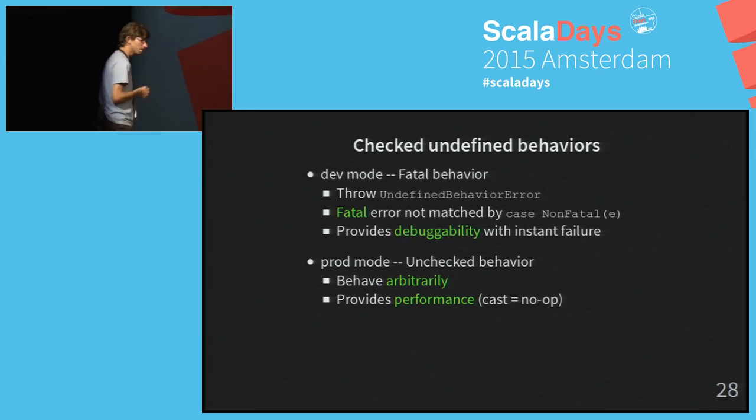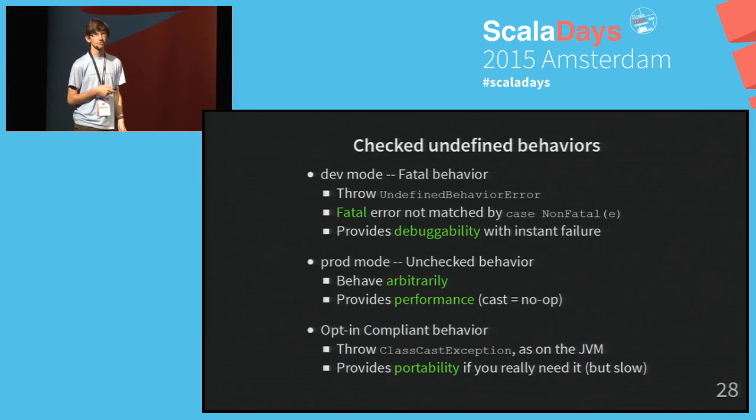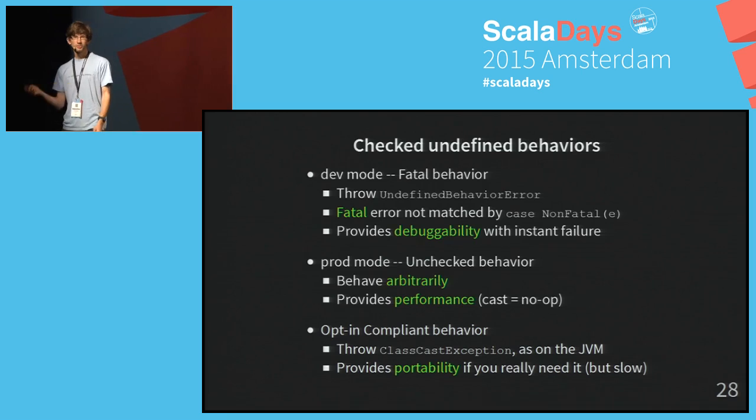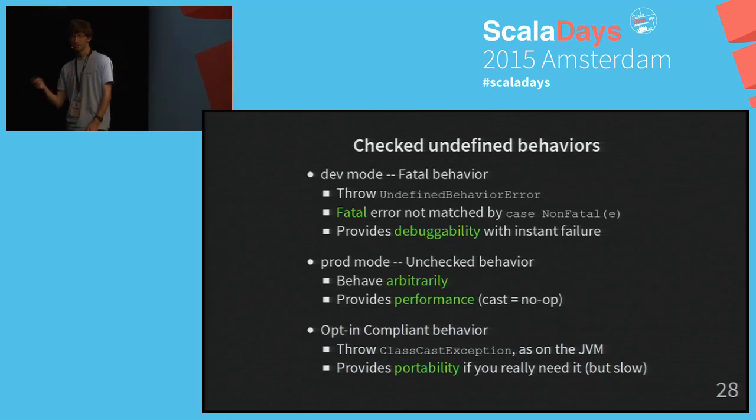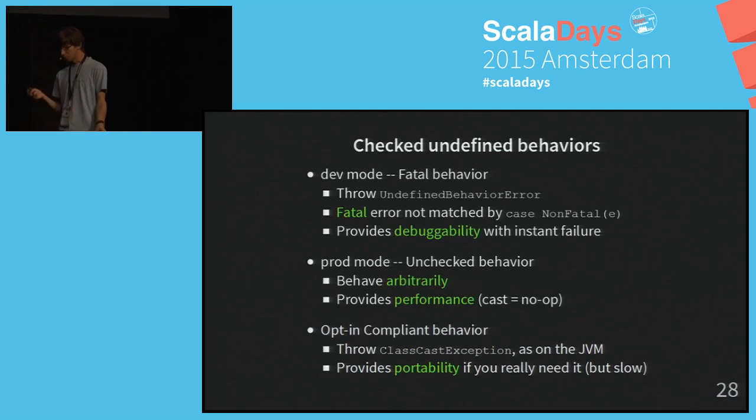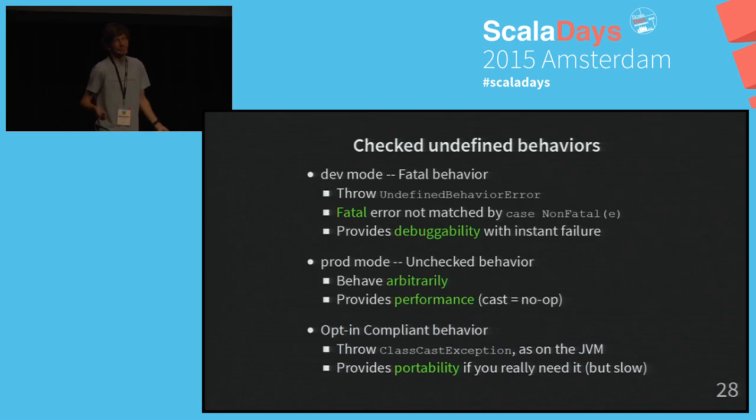And then if you really want to be portable, you can ask for it. And this is opt-in and applies to both development and production. And then you get a proper class cast exception exactly the same way that the JVM would give it to you. And that provides portability if you really need it. But I would advise against it because it will make your programs much slower.